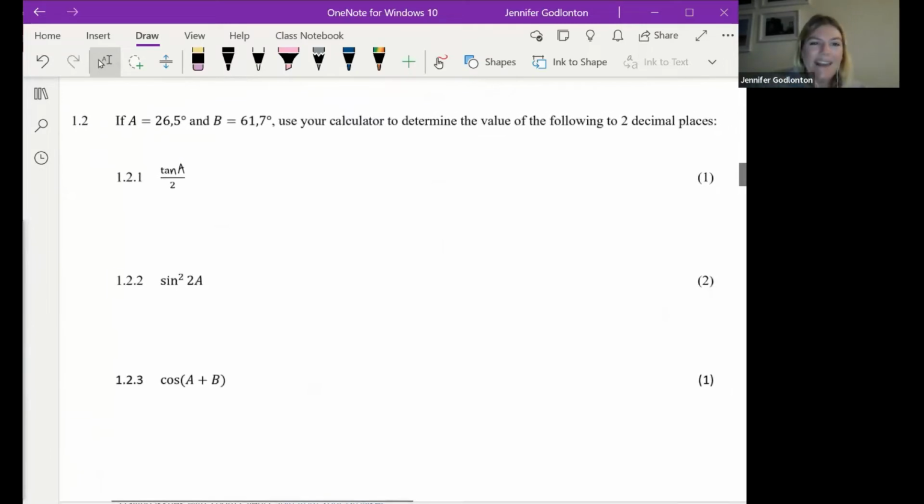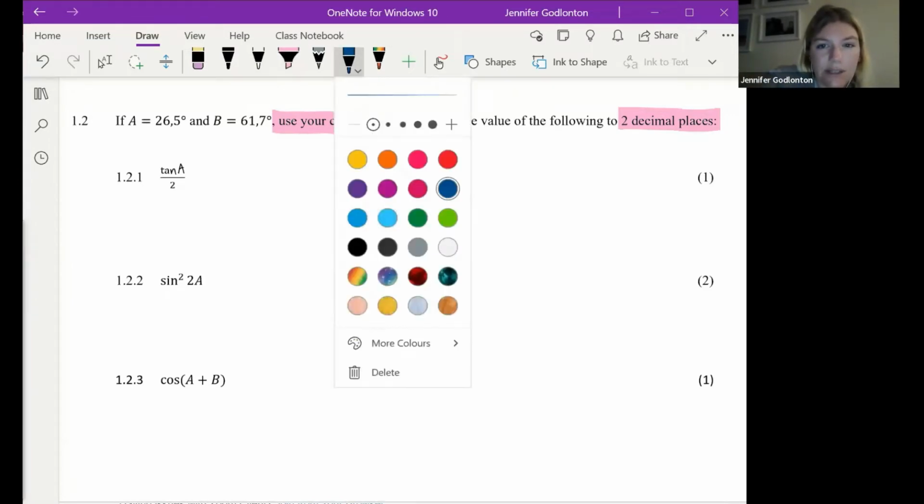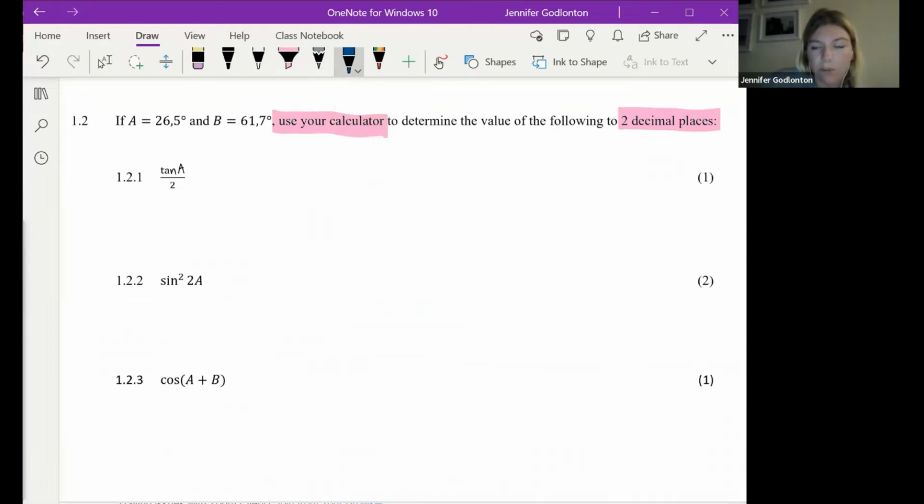If A is 26.5 degrees and B is 61.7 degrees, use your calculator. So they are telling us we can use our calculator to determine the value of the following to 2 decimal places. Okay. So I'm going to help you with this first one because we didn't do questions like this together and I just don't want you to fall apart. All this is a form of substitution.